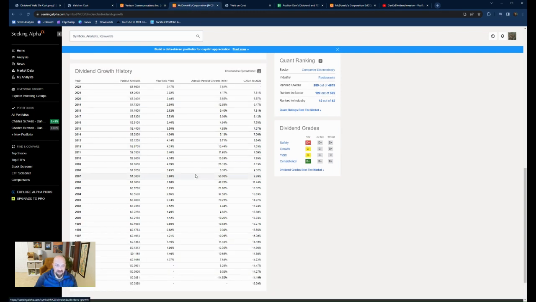Compare that to McDonald's. Look at some of the big chunky annual payout growths in their dividend. Granted, a lot of them have been in the past, not the near term. But you can see even in the last 10 years, they've been averaging, I think, 7-8% annual growth in the dividend, while Verizon's maybe averaging 2-3%. So this is a sizable difference.